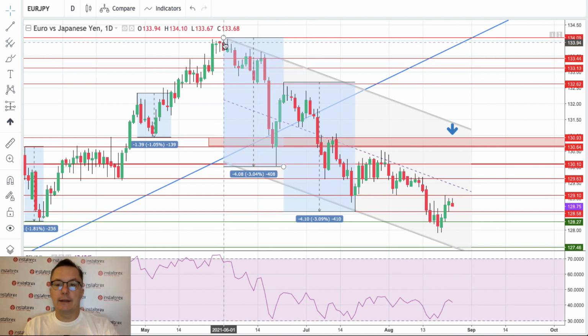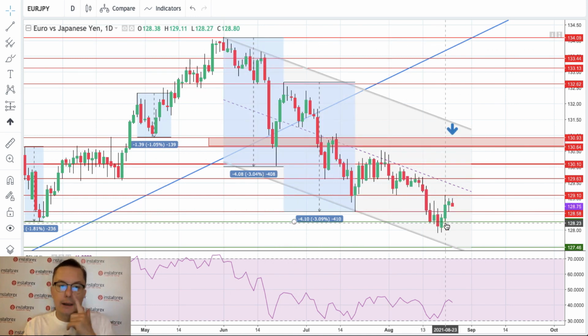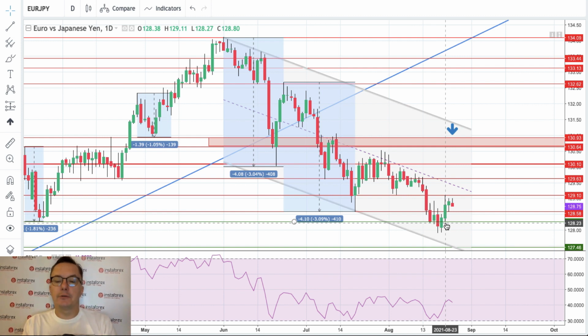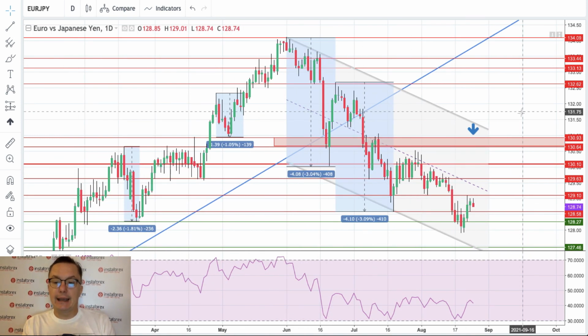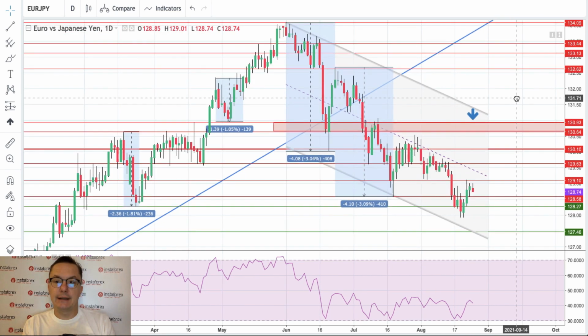the high of 134.9, and that was on the 1st of June 2021, we are in a downtrend here, a short-term downtrend on the euro to the Japanese yen. The recent low made at 127.91 might be challenged, might be tested again, and if it's violated, then of course the market can go lower. The next target is 127.46.